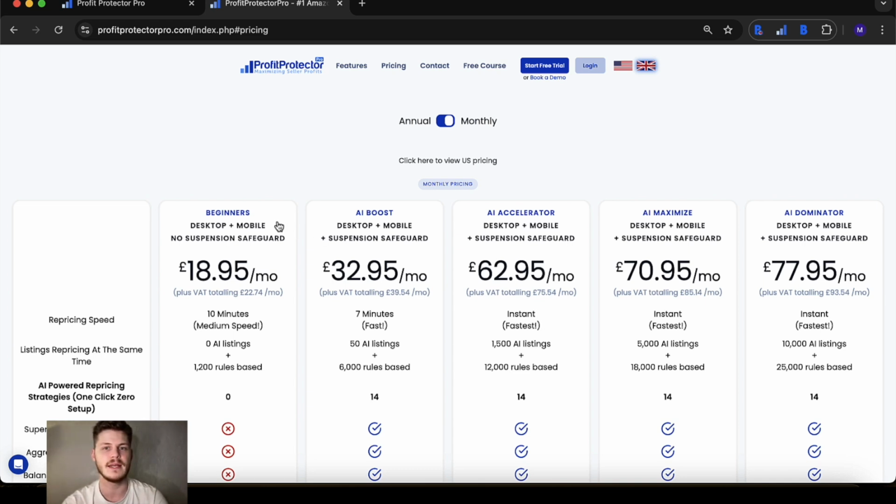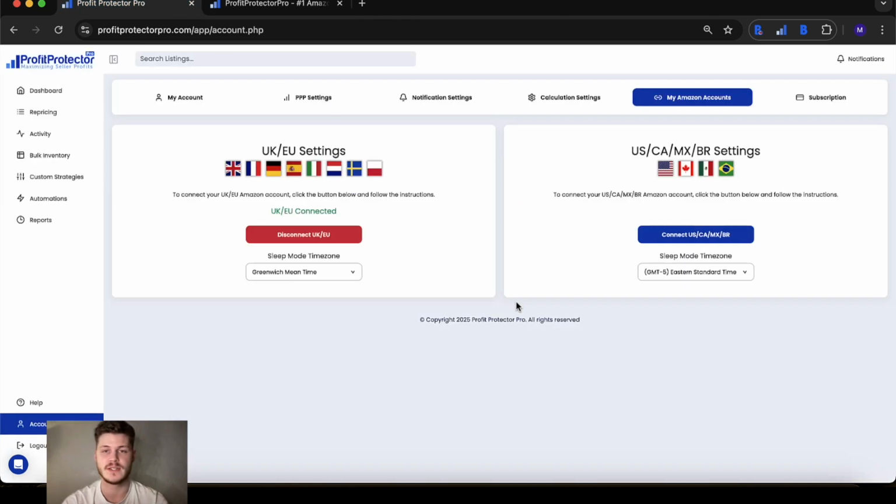So let me now move on to what will happen with the initial setup of your Profit Protector Pro account. So all you do is tap login. You can access the Profit Protector Pro site from anywhere, laptop, phone, tablet, wherever. And this is what you need to do first. So you need to firstly come into account. So just tap account and then tap my Amazon account. So we are now in a Profit Protector Pro account.